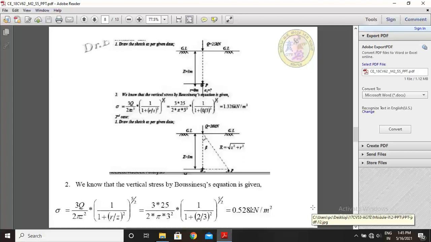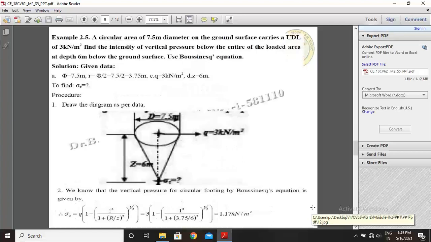So this is the clear solution of this type of problem. Here the load is directly above the point at a depth of 3 meters, and we saw how to substitute the values. And if the load is at the same depth but some distance away, this is how to use Boussinesq's equation, substitute the values and calculate the vertical stress at the required depth. So these are important problems. All of you should remember Boussinesq's equations and how to draw the diagrams.